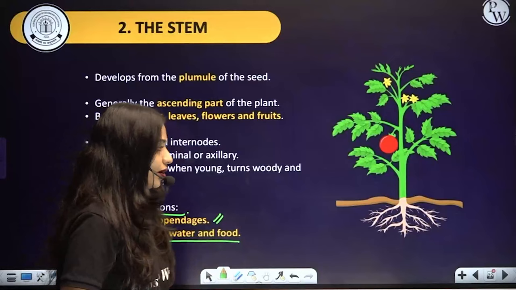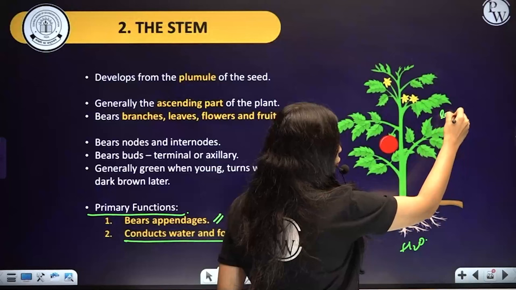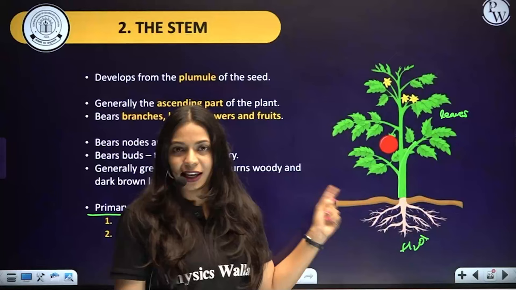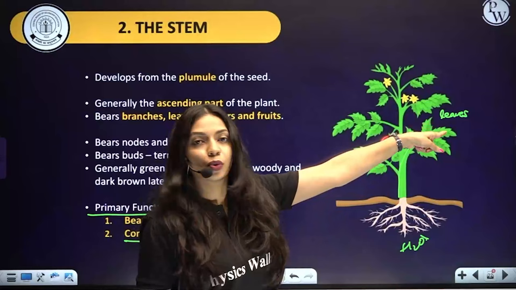Now, you know that the roots absorb water, right, from the soil. Now, this water is required by the leaves here because leaves perform photosynthesis. Photosynthesis requires water. The water that is absorbed by the roots here has to be transported up to the leaves. And that happens via the stem. Within the stem, in angiosperms, since we are specifically talking about flowering plants, you will find vascular bundles. With the help of those vascular bundles, water is transported from the root to the leaves where it is required.